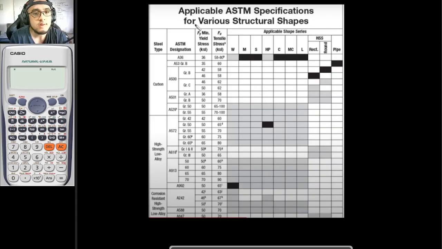Another thing is this ASTM specification for various structural shapes. You can just download this one on the internet. This is a free table. What this indicates is the yield stress and the ultimate tensile stress of your steel, whichever ASTM designation it might have. Pretend that you would be using A992 steel. If you are to use A992 steel, your Fy or yield stress would be 50 kips per square inch or 50 ksi, and your tensile stress would be 65 ksi or 65 kips per square inch.